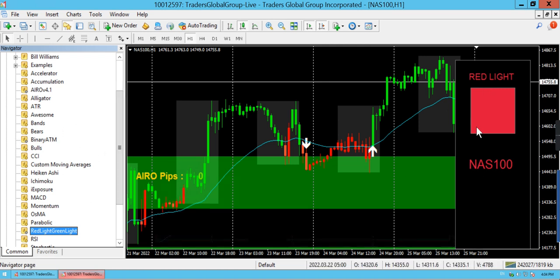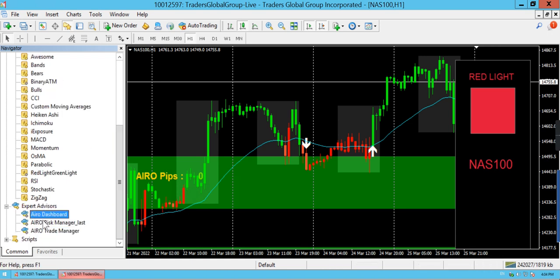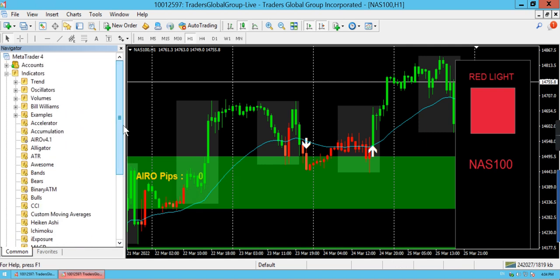Next thing I'm going to load onto this chart, because this MT4 terminal has arrow and red light, green light combined. So it's the entire arrow software suite, which includes binary ATM, the dashboard, the risk manager, and the trade manager. The trade manager I really only use during the Asian session for scalping. Other than that, I don't really use the dashboard too much because I'm going to be focused on NASDAQ, and I only need one chart open for that.